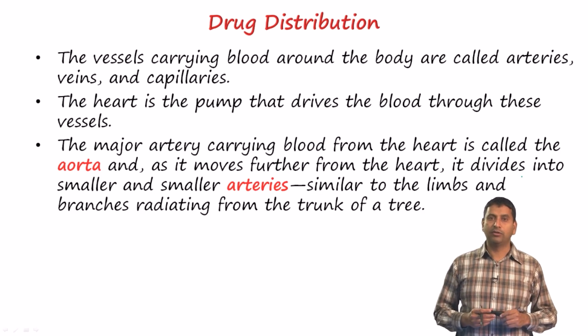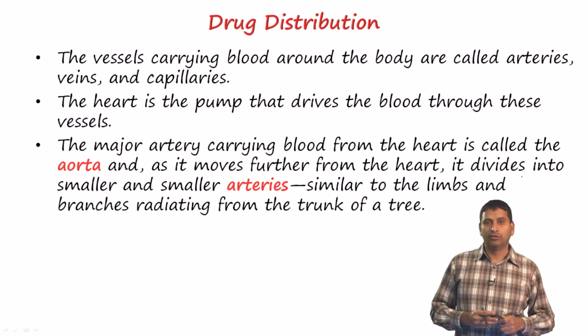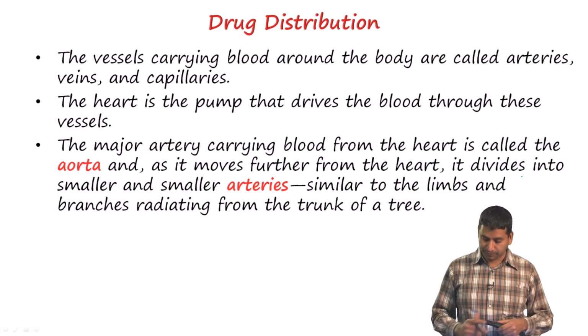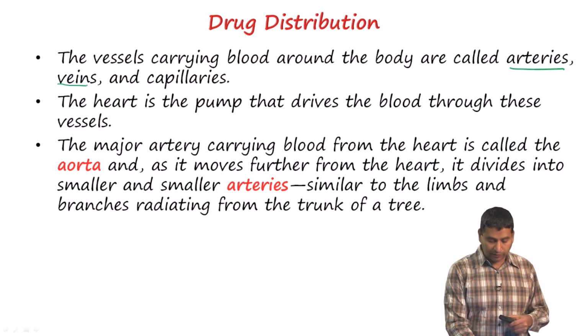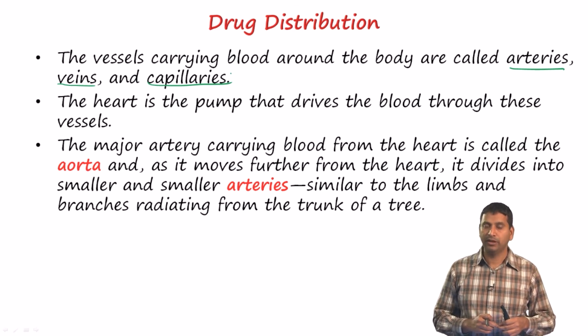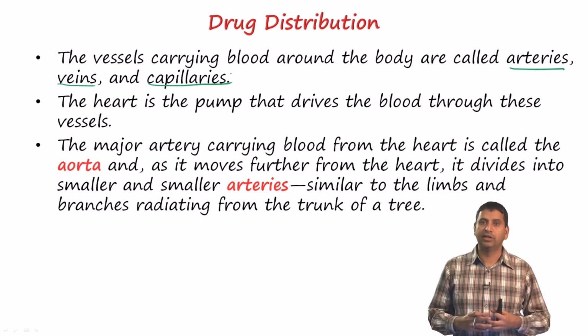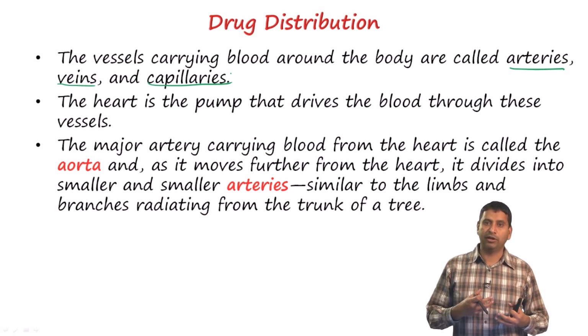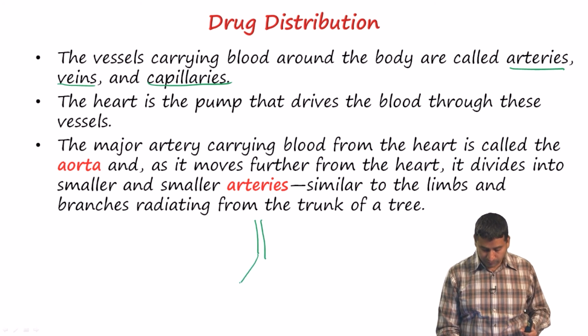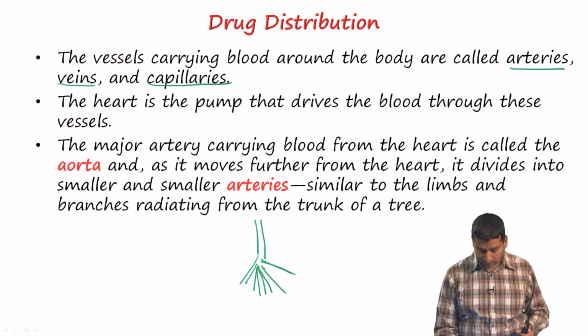Before we go there, let us look at what happens in a blood vessel. So, the vessels that carry around the blood are called arteries or veins, and there are very small vessels which are called capillaries. As we all know, the heart is the pump that drives the blood through these vessels, and the major artery that carries blood from the heart is called the aorta, and as it moves further from the heart, it divides into smaller and smaller branches and so on, right.